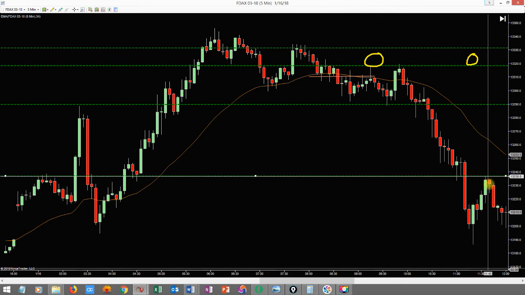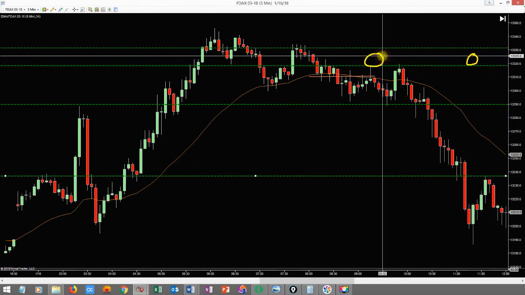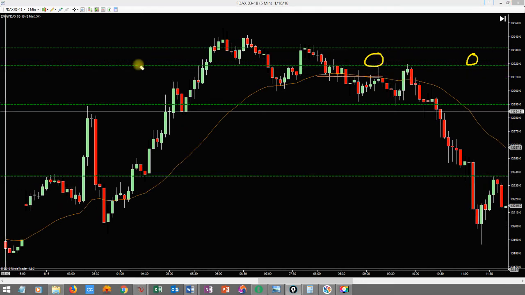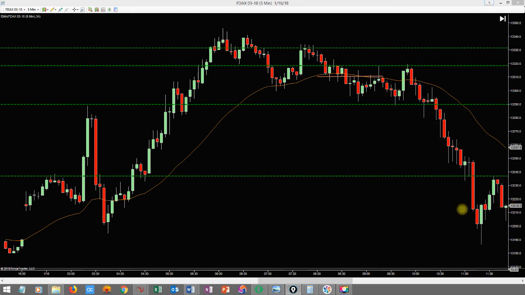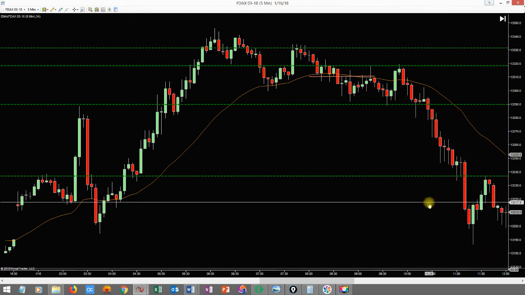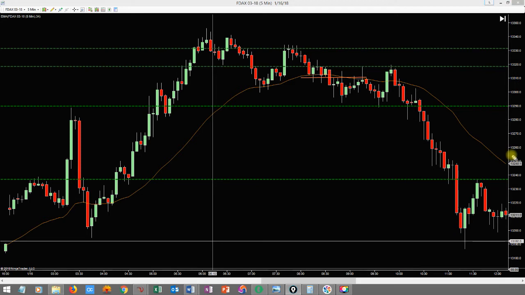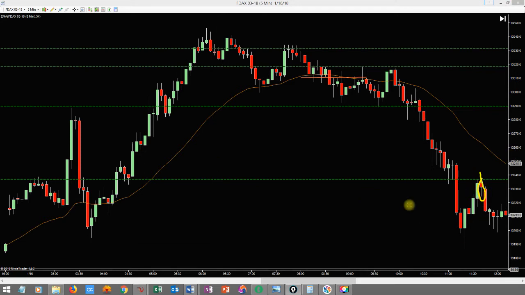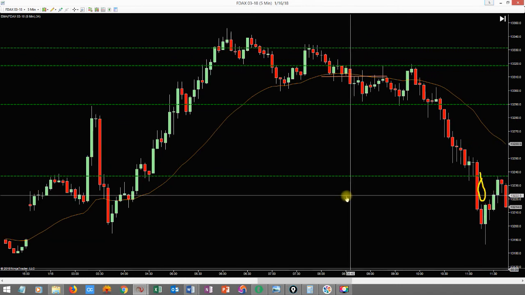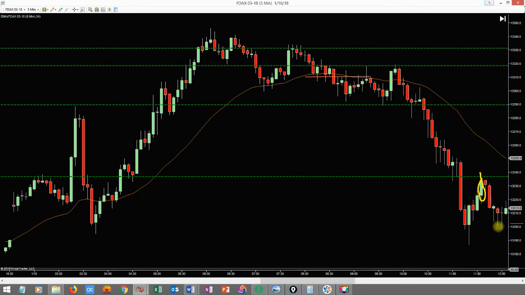So when it touched that, it created a hammer. Look at the hammer, guys. Hammer is very important. Not here. That wasn't the hammer. Sorry, that was a hammer. This right here is the hammer. Missed it. Right here. See, when a hammer comes at a point where there was an old support that becomes new resistance, boom, it shot back down.